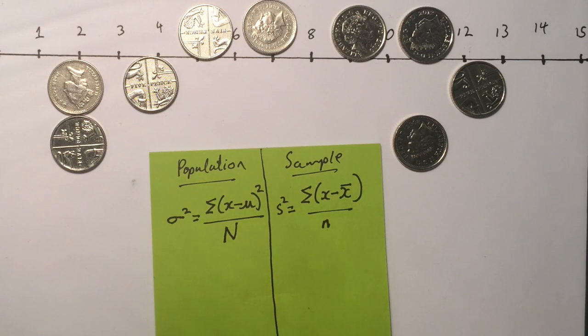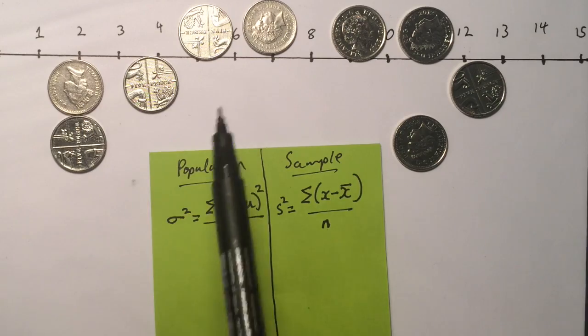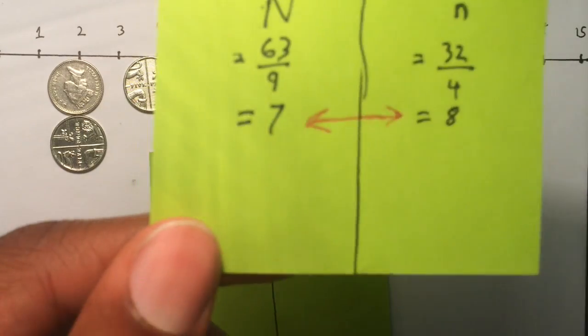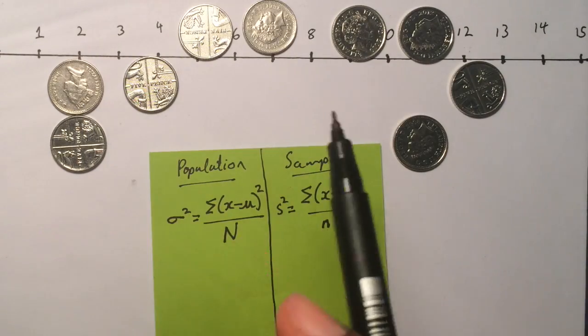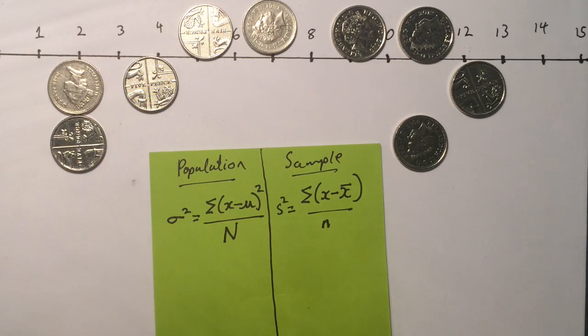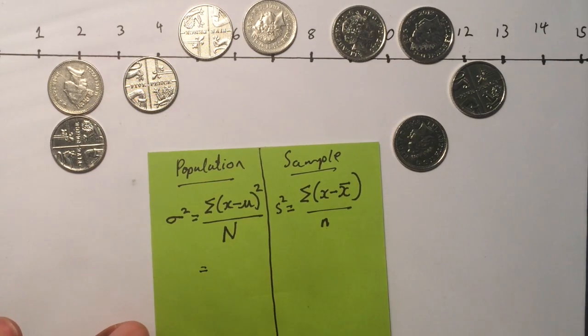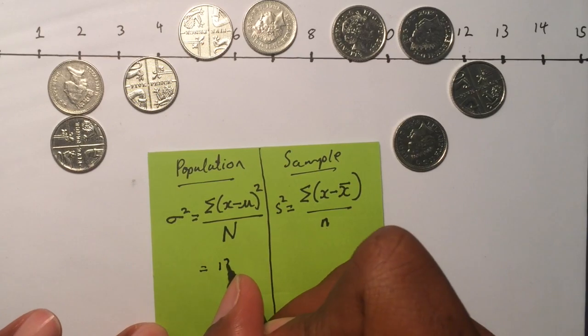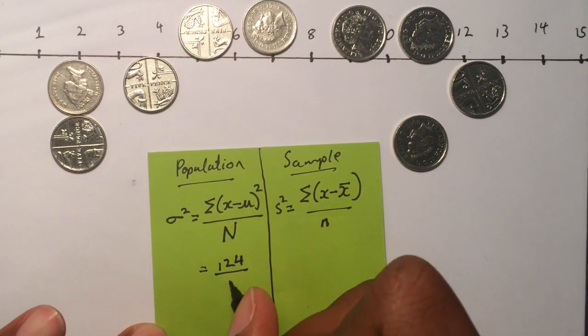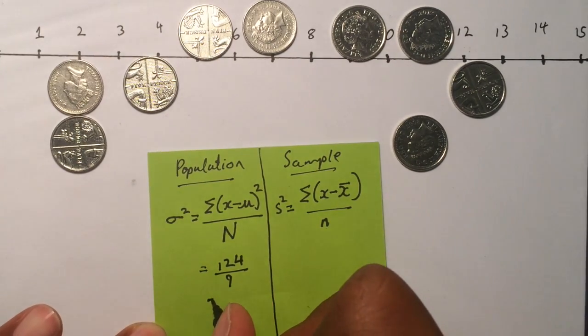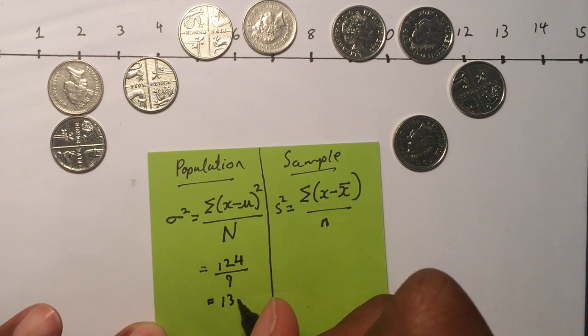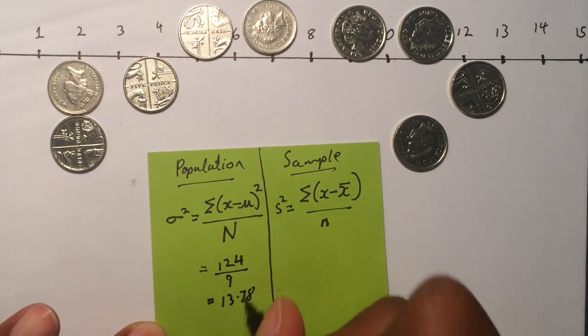Except, let's do some calculation. If you were to take away, so let's say 2 minus the mean of this one, which is 7, and then another 2 minus 7 and 4 minus 7, and you were to square all those, add them together, you would get 124. Over 9, which is the total number that you have, that would give you 13.78 approximately.